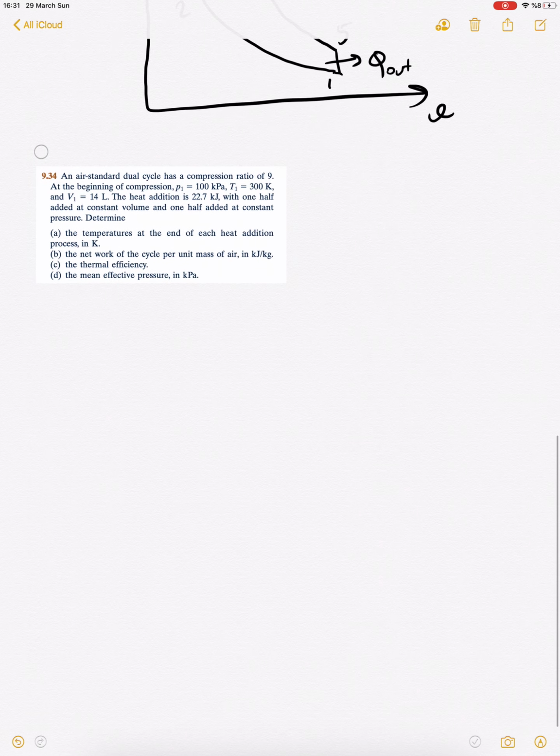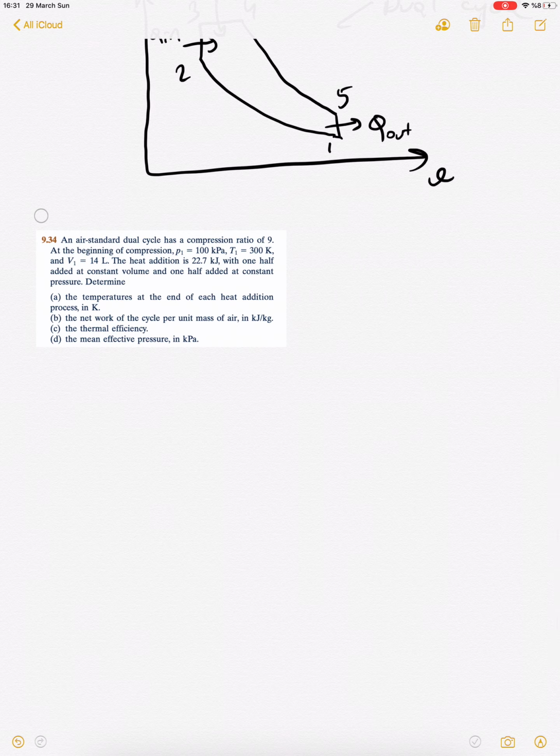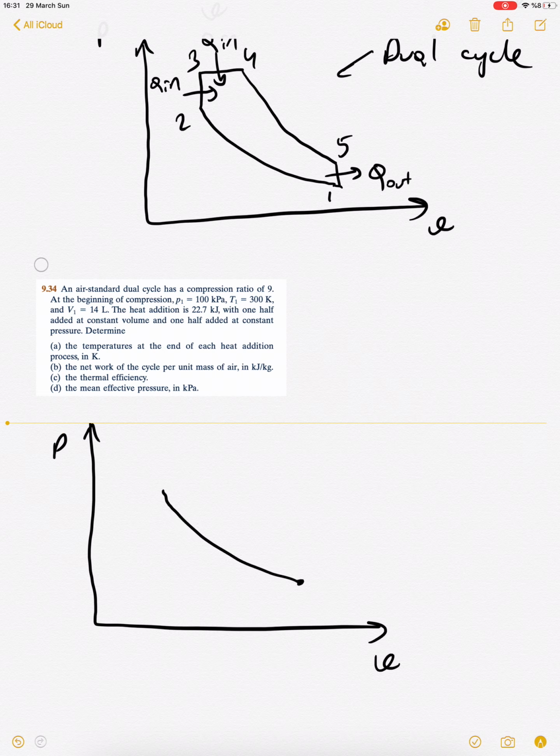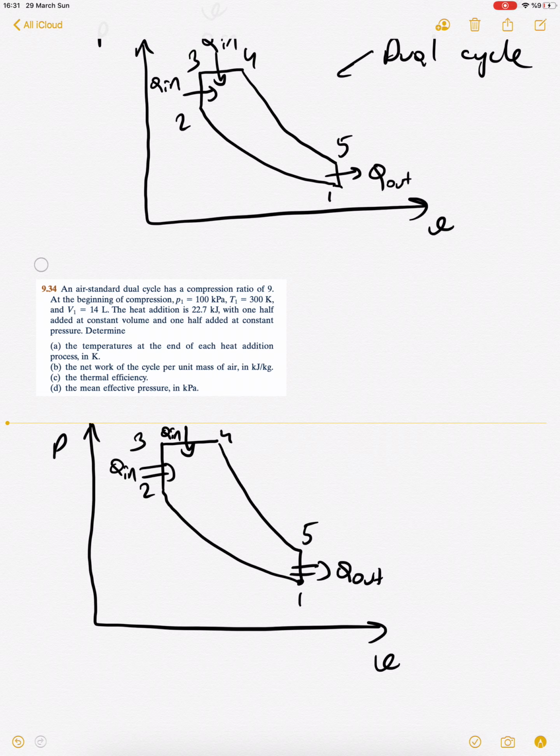So we know the operating data, and if we look at the PV diagram again, here this is our PV diagram. So we go from state 1, compression, 2, and heat addition at constant volume, 3, and heat addition at constant pressure, 4, and we go back to 5. And this is heat rejection, Q out. So this is Q in, and this is also Q in.